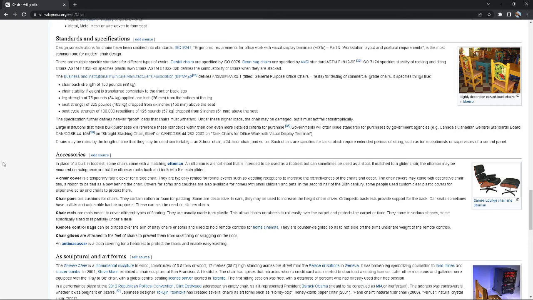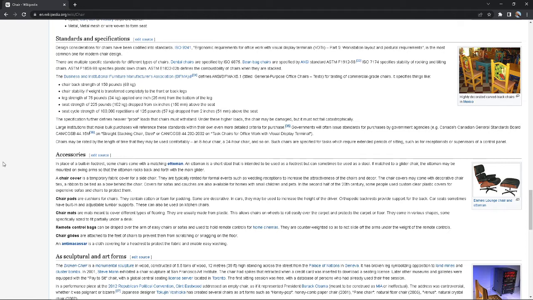The Business and Institutional Furniture Manufacturers Association, BIFMA, defines ANSI/BIFMA X5.1, titled General Purpose Office Chairs Tests, for testing of commercial grade chairs. It specifies things like chair back strength of 150 pounds, 68 kilograms, chair stability if weight is transferred completely to the front or back legs, leg strength of 75 pounds, 34 kilograms, applied 1 inch, 25 millimeters from the bottom of the leg.